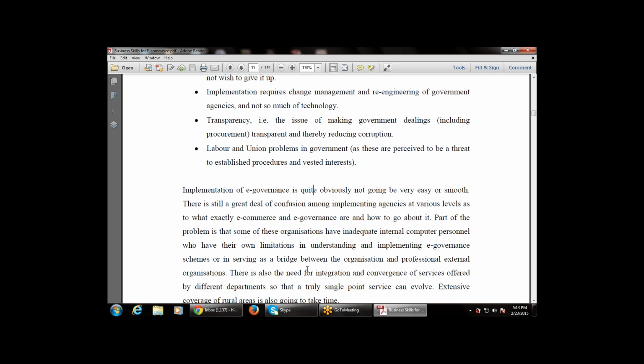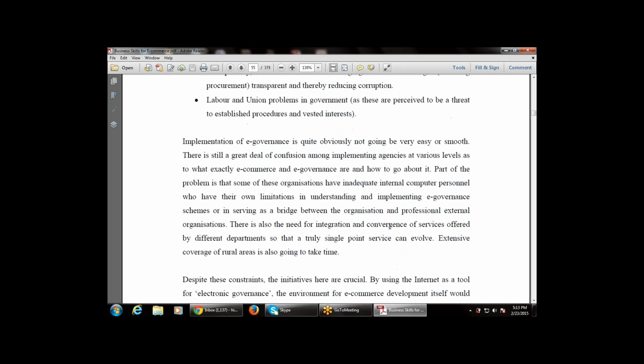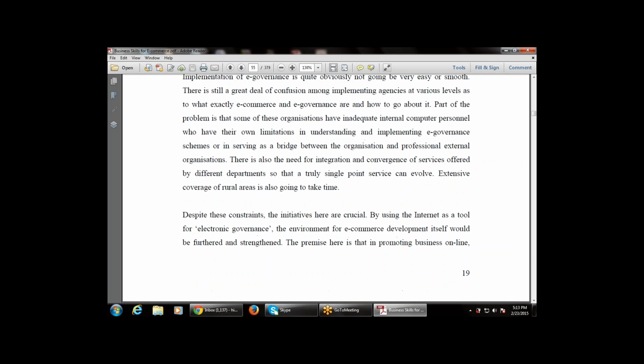There is still a great deal of confusion among various issues related to e-commerce. Part of the problem is that some of these organizations have inadequate internal computer personnel who have their own limitations in understanding and implementing e-governance schemes, and in bridging the organization and professional external organizations. There is also a need for integration and convergence of services offered by different departments so that a truly single-point service can evolve. Extensive coverage of rural areas is also going to take time.